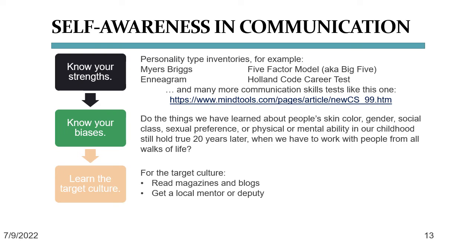Secondly, we know what's right and what's wrong. Or do we? That basic understanding of the world is usually formed in our childhoods, which we spend with a limited circle of influential adults. Do the same things that we have learned about people's skin color, gender, class, sexual preference, or physical or mental abilities still hold true 20 years later when we have to work with dozens, if not hundreds, of people from all walks of life?